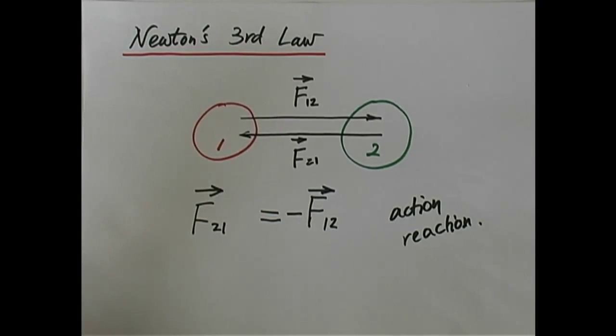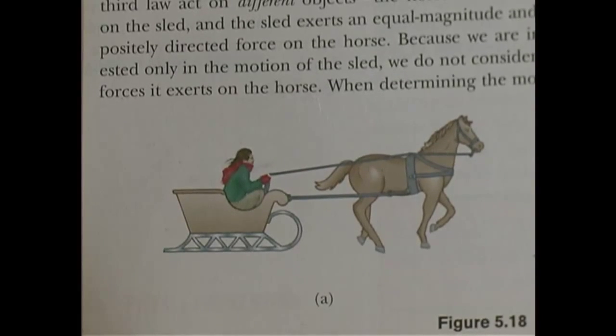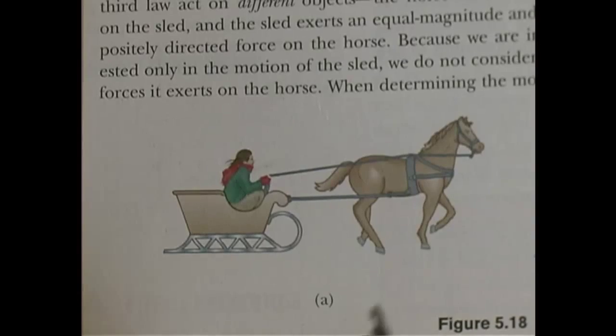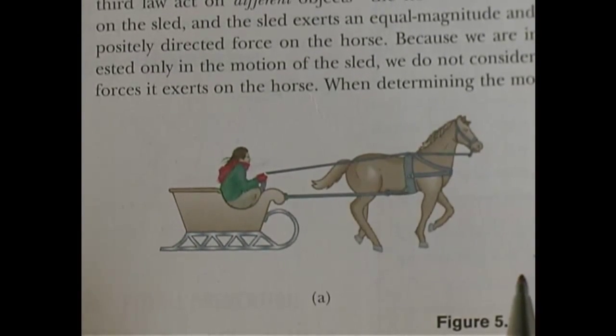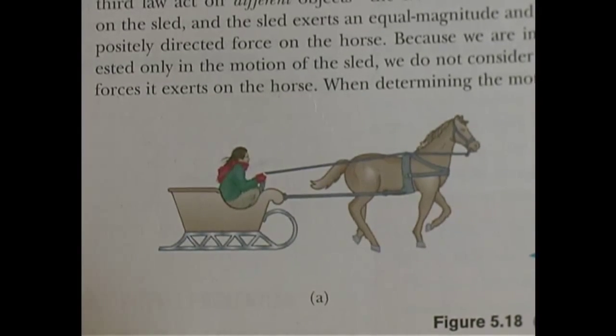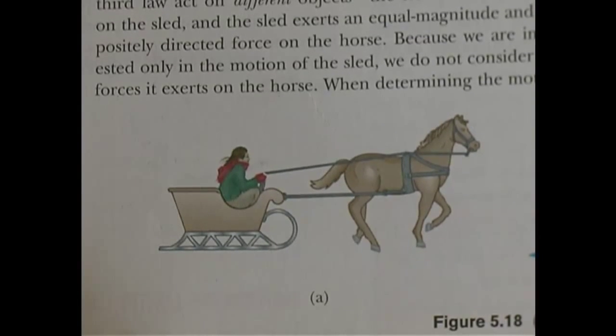Let's look at this example. This is the famous horse and wagon puzzle. The horse pulls on a wagon, and if it pulls hard enough, the wagon moves, right? Everybody understands that. Now, we know from Newton's third law that if the horse pulls the wagon with a certain force, then the wagon also pulls the horse with the same amount of force backwards, right?